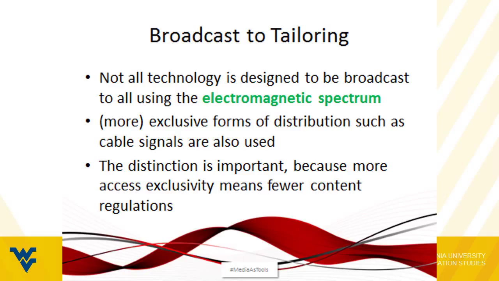Not all technology is designed to be broadcast, of course. In fact, we're seeing more and more things that are very unique to tailored information, exclusive distribution, cable signals, email addresses, very specific websites. And one of the things that we're seeing here is that we go back to our early chapters about message access exclusivity. Now, when we have broadcast radio, broadcast television, these things that use the electromagnetic spectrum, that available area of wavelength, so where we can actually send a signal to people in the audience, those are meant for everybody. And as a result, they're heavily regulated.